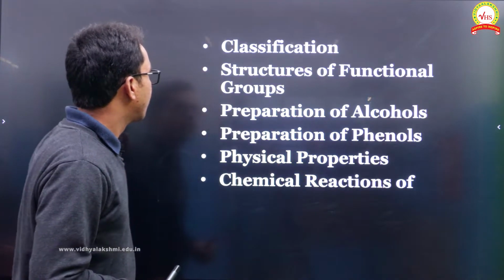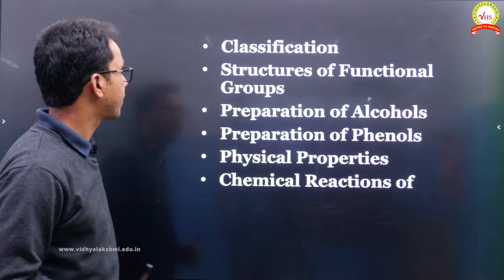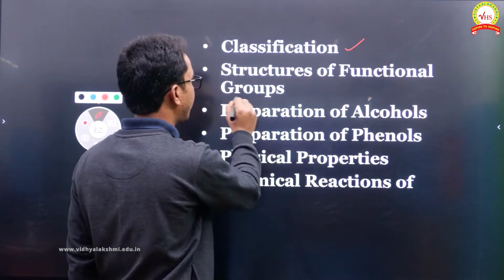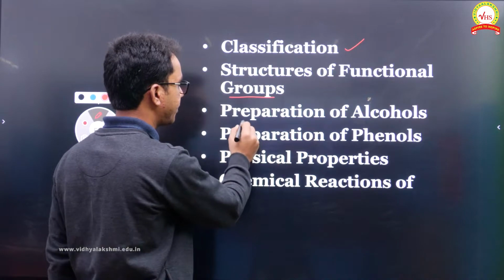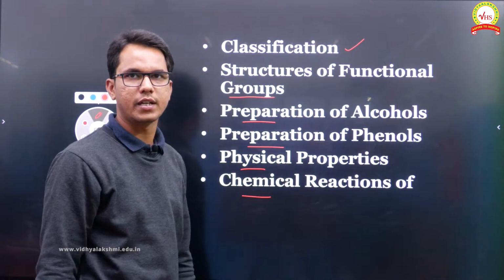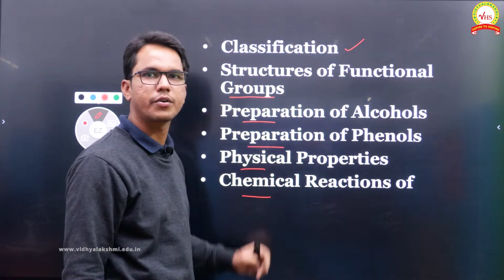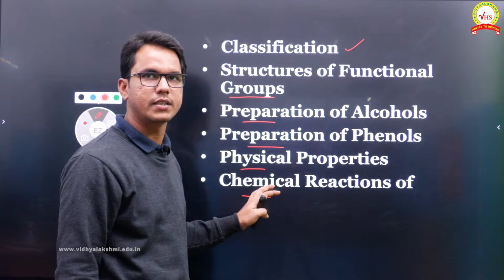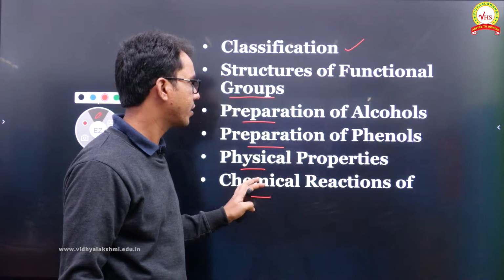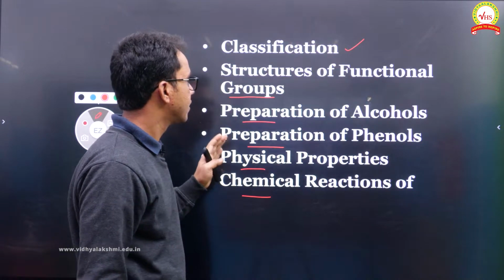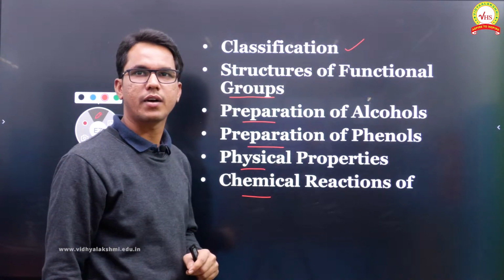We will see first the classification of alcohols, followed by the structure of the functional group and the preparation of alcohols and phenols, and the physical and chemical properties of alcohols and phenols. These are the major points which we are going to discuss. We are not including IUPAC nomenclature here; that is a separate thing we can make videos on. But now we are going to discuss classification, structure, preparation and properties of alcohols and phenols.